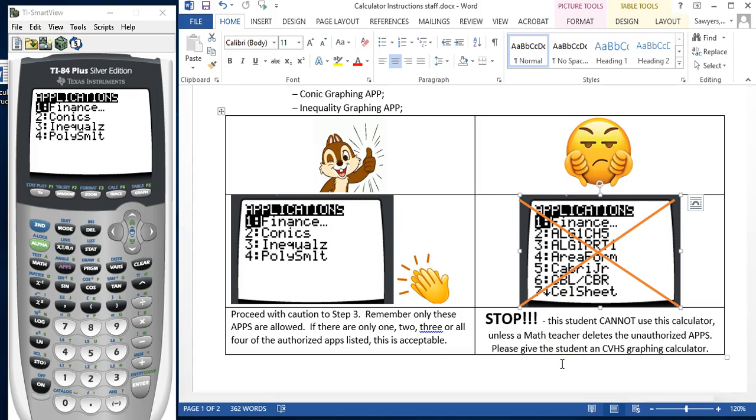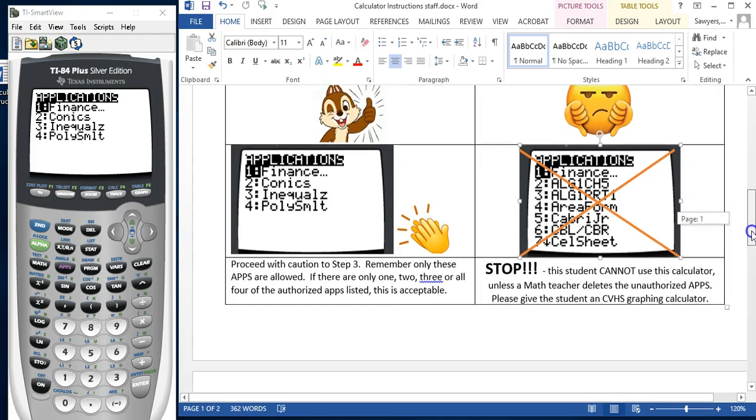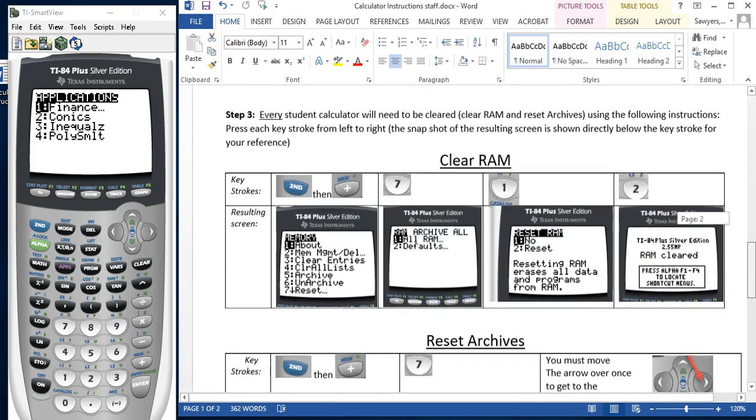You will have a math teacher that will stop by sometime between 8 and 8:30 to see if you have any questions or need help. However, any student who has any combination of the four approved apps, you should then continue to step 3, which is clearing the calculator. This is for the TI series calculators.